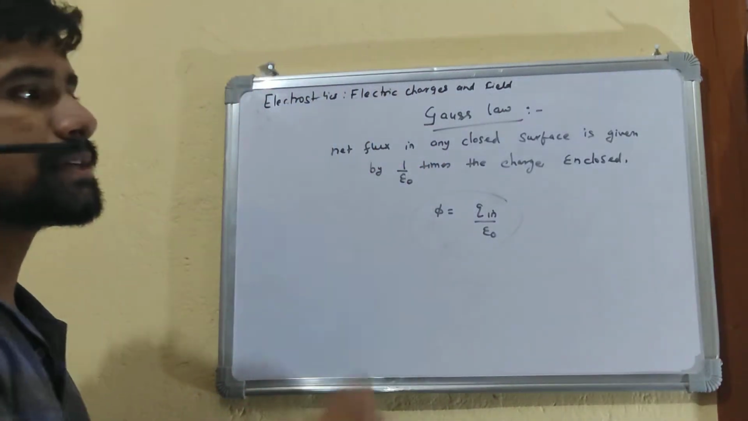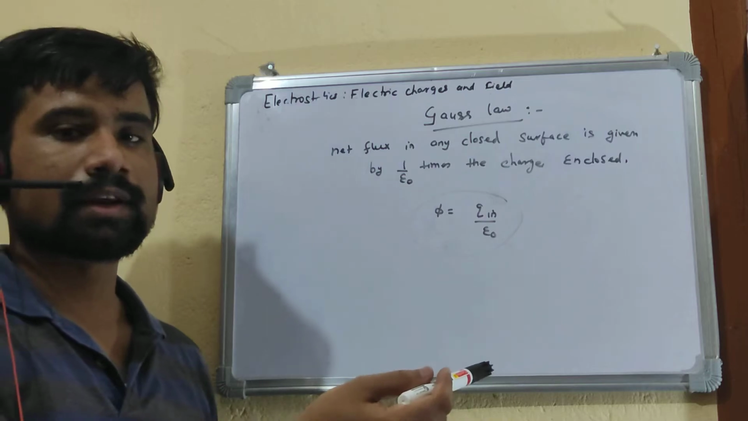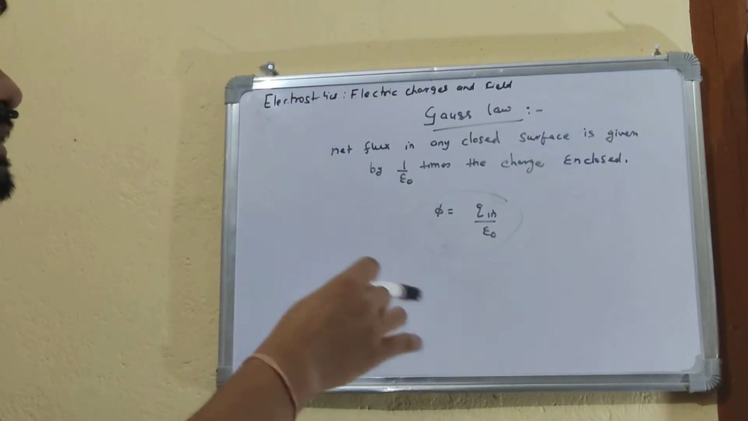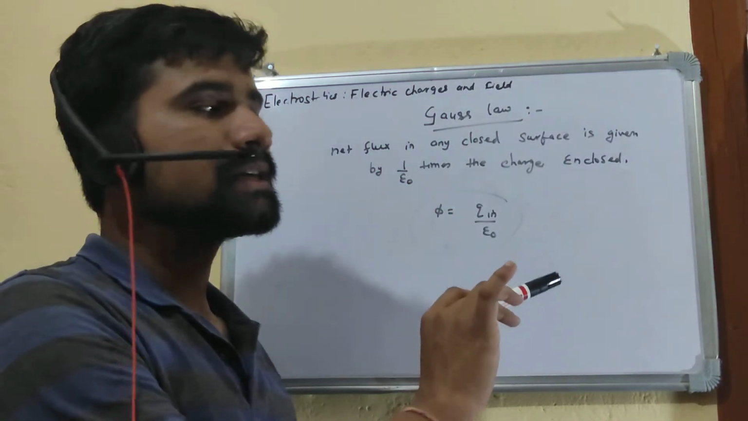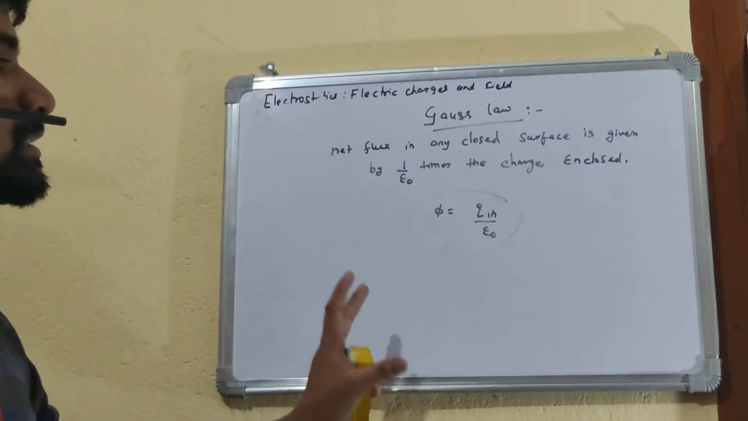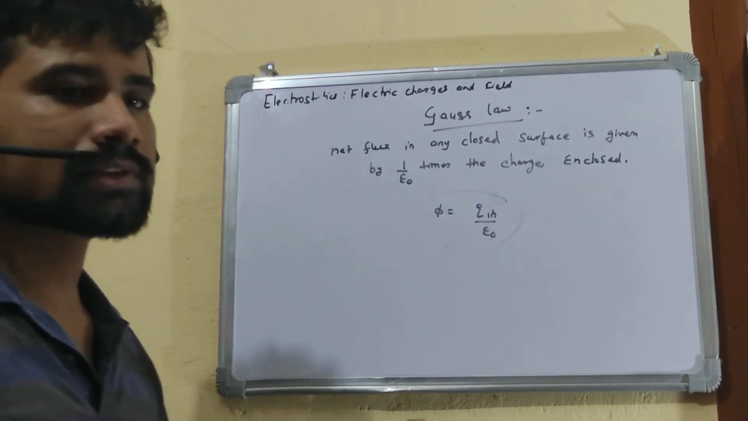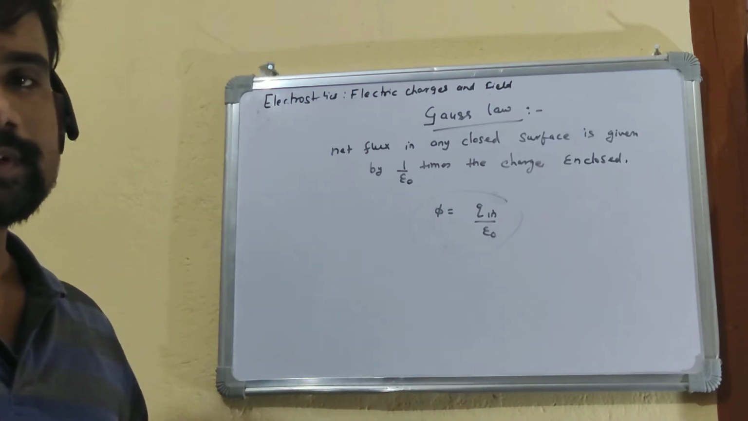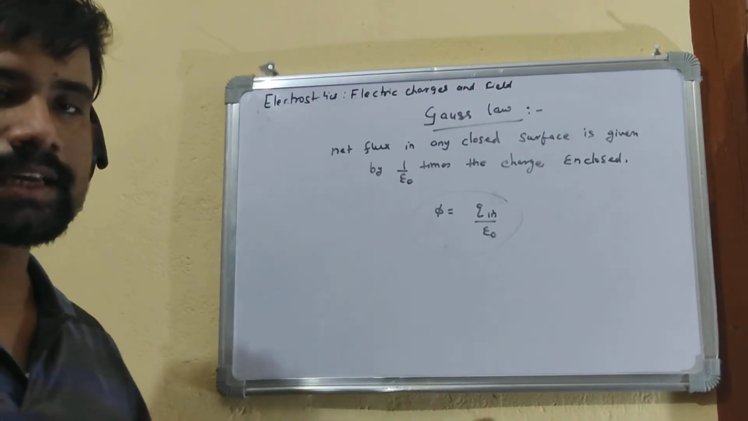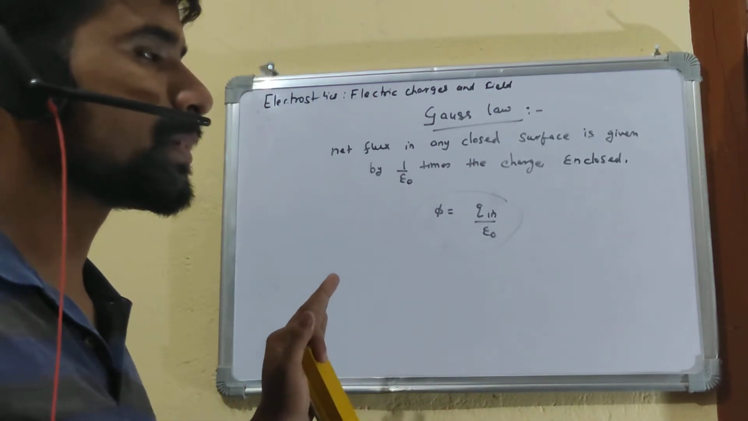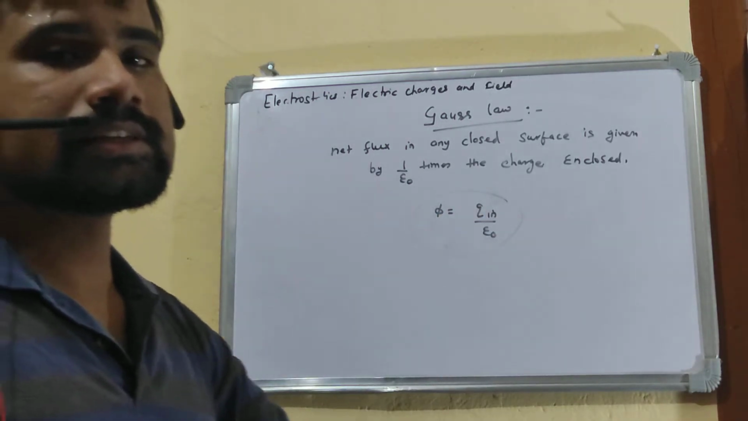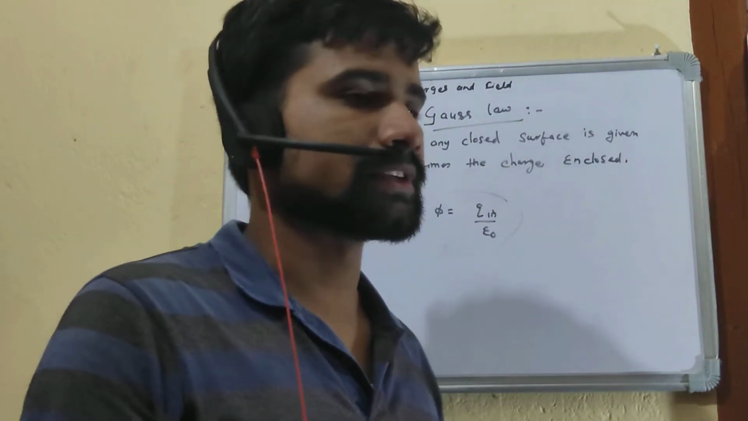For this point charge, the Gaussian surface was a sphere. Why? Because the sphere was symmetrical to that particular point charge, and hence the calculation was easy. But Gauss law is independent of the surface size and shape. And q in is the charge enclosed in that surface.